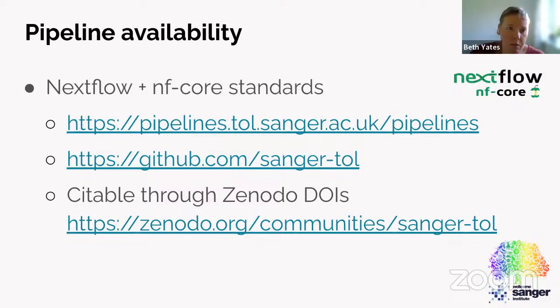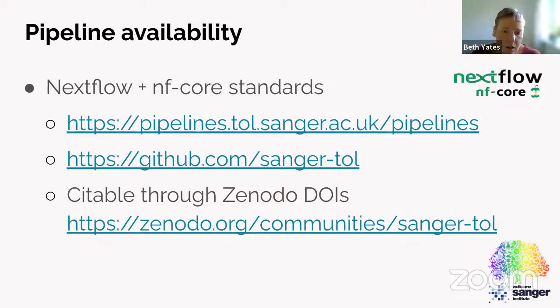So as I said, pipelines are available. We use Nextflow and, of course, standards. You can read more about those on the Nextflow website. We host our own pipelines website, which is essentially a mirror of the nf-core site. And all of the pipelines, including the Genome-Note pipeline, are hosted there. They are also all on GitHub.